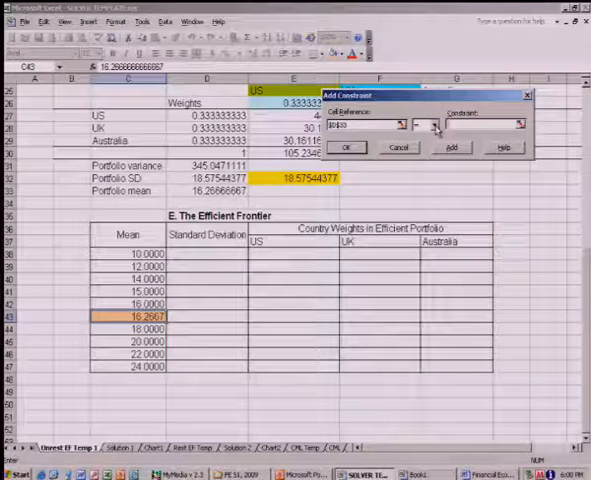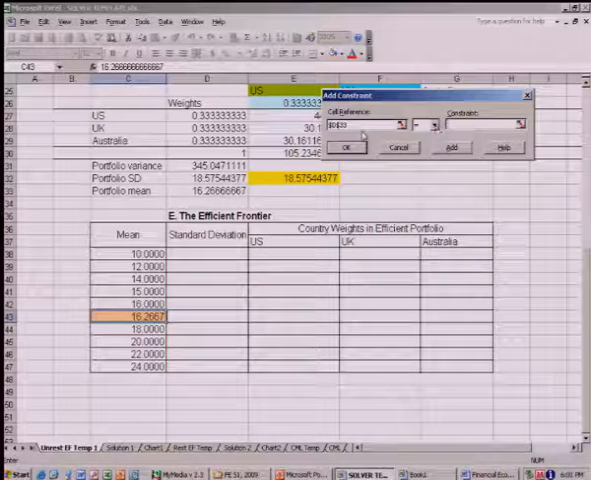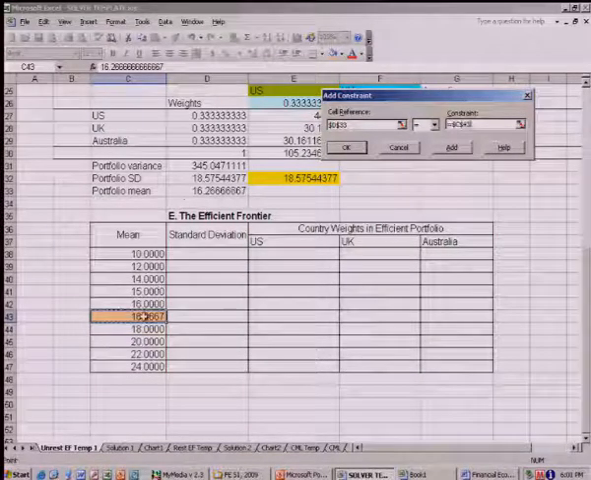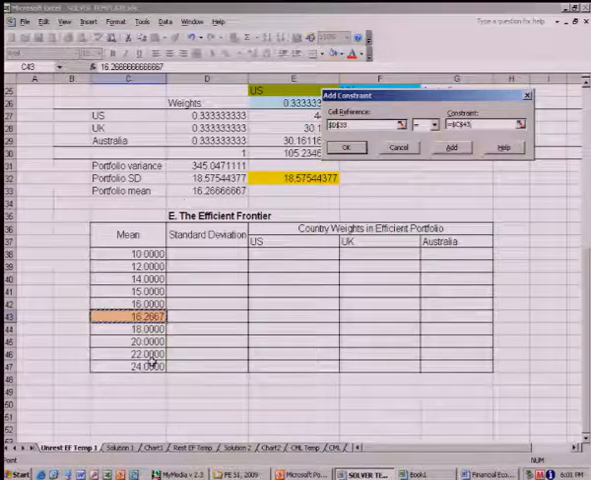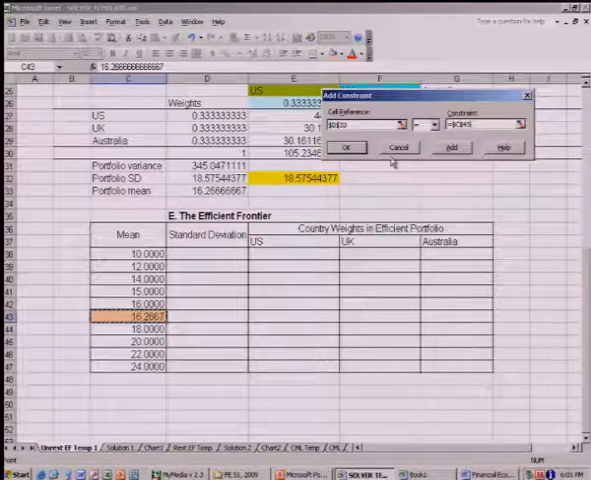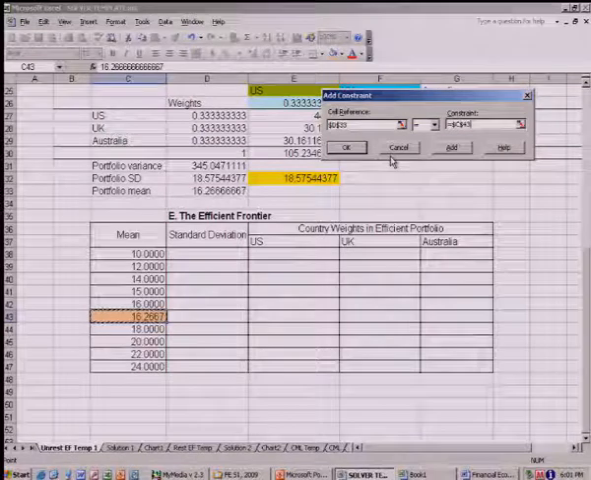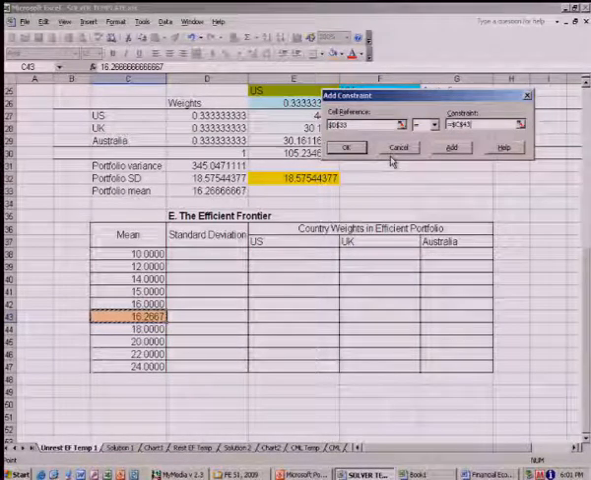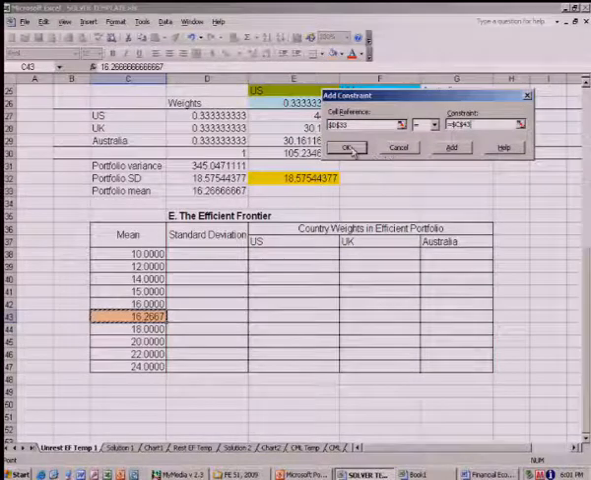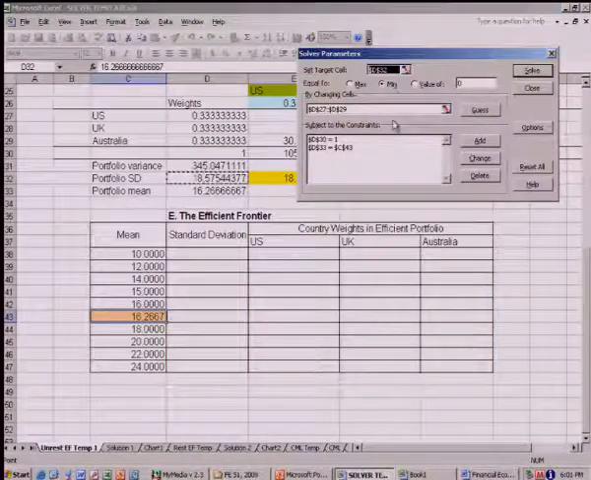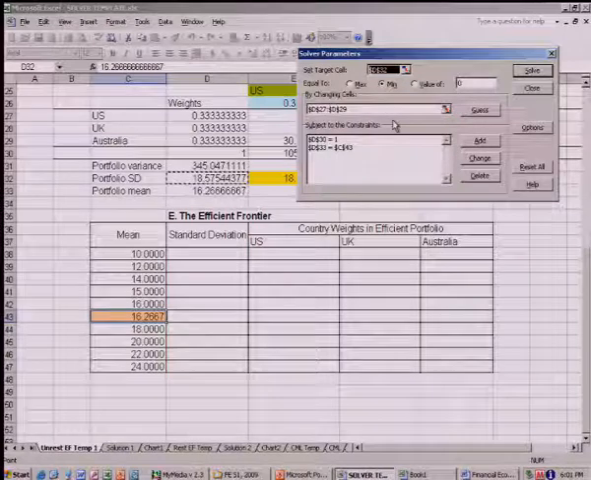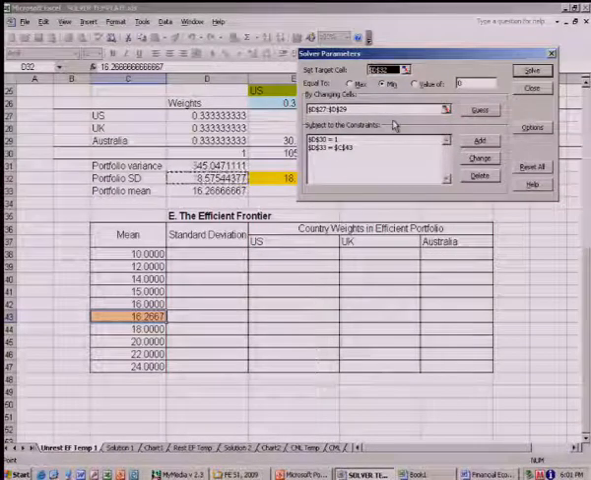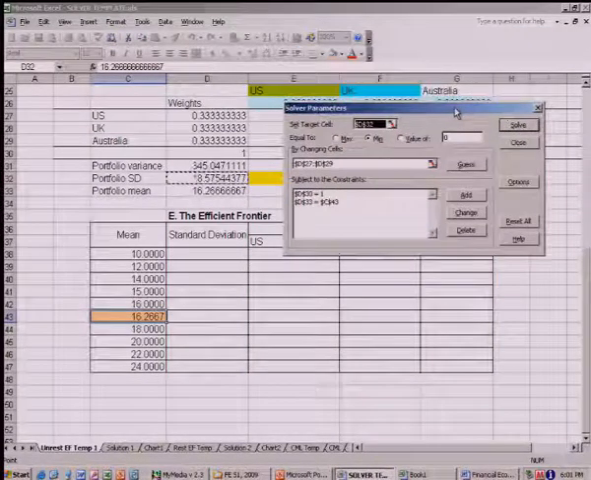So I'm going to tell the solver to keep that portfolio expected return equal to the target of 16.26%, but by, again, trying to change the weights in such a way that hopefully is going to minimize my standard deviation. So I'm going to click on OK, because I have entered all my constraints now. And really, I'm now ready to optimize that portfolio.